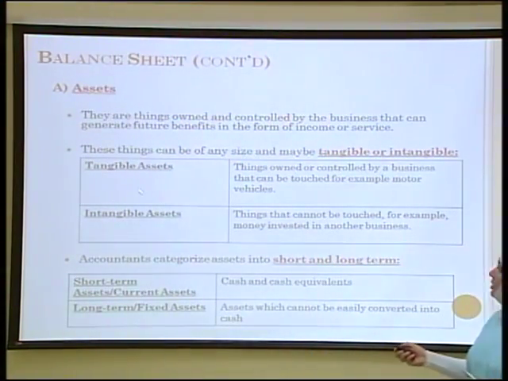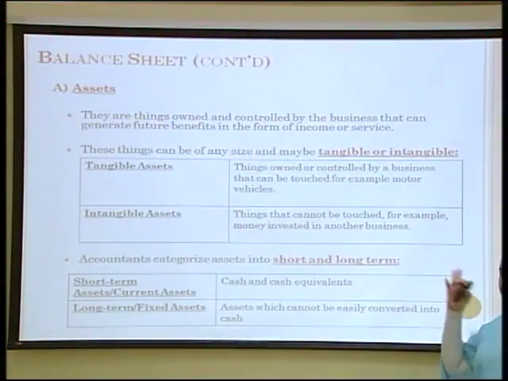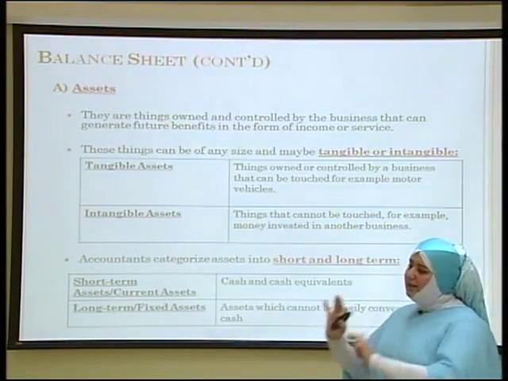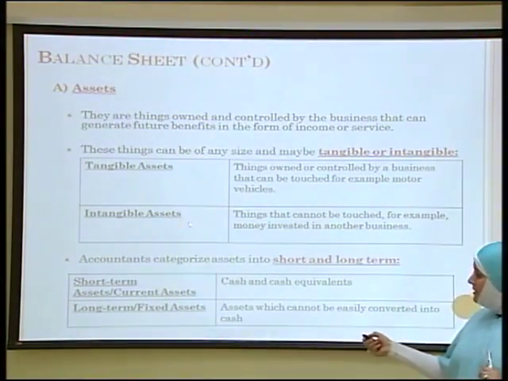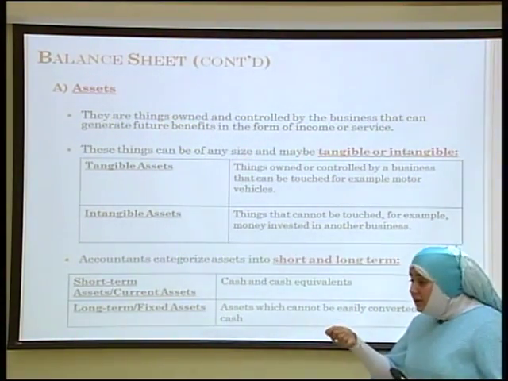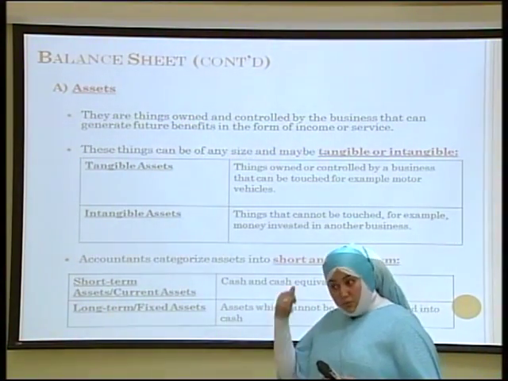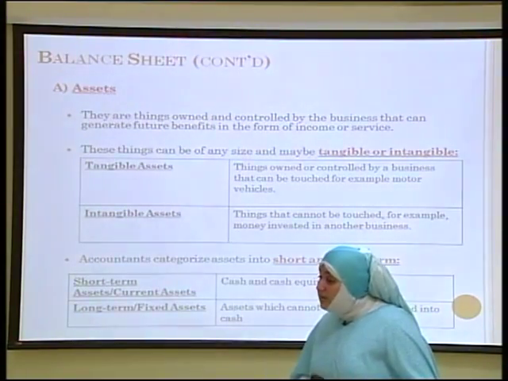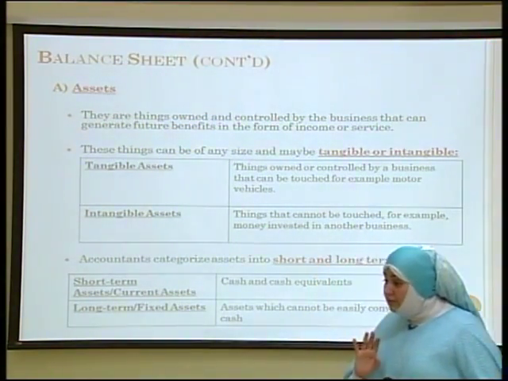All right. So here, tangible assets, things owned or controlled by a business that can be touched. For example, the motor vehicle. These are the tangible, like motor vehicles, buildings, computers, any resource owned and can be touched. Okay. Intangible assets, things that can't be touched. For example, money invested in another business. Sometimes you invest money in another business, so this is an example of intangible assets. The patent, the copyright, the goodwill, all these are examples of intangible assets.